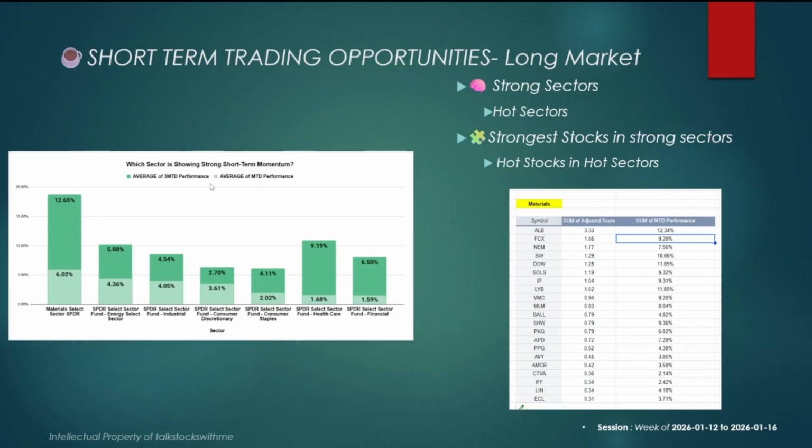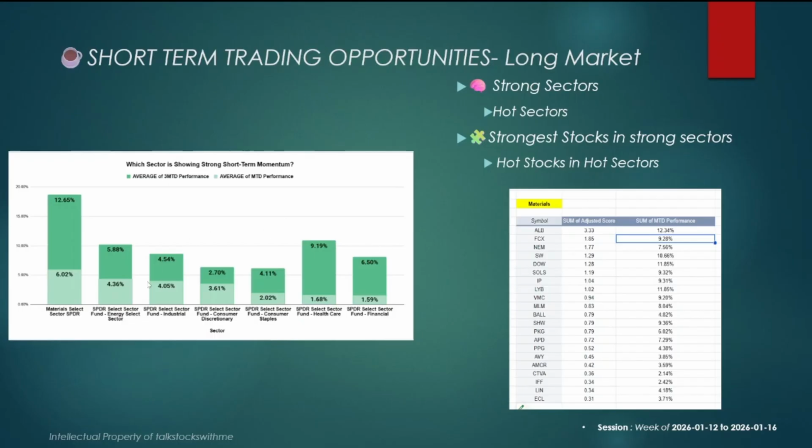which I term as hot stocks in hot sectors. This chart here shows some of the sectors that comprise the S&P 500. We have 12 sectors, right? But this is showing you the sectors that are showing strong short-term momentum. The darker shade of green is the 3 months to date performance, and the lighter shade of green is the month to date performance. So looking at this, we could come up with a mathematical or statistical way to find out which sectors are strong.